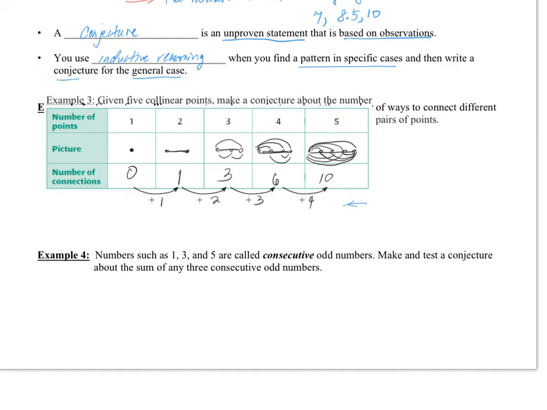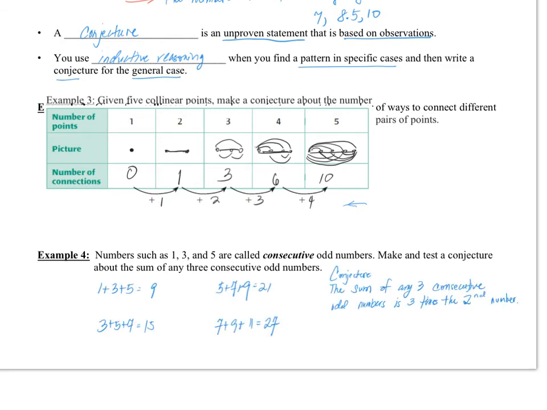I would like you to pause the video and try example 4, and then continue to play the video to see how example 4 is solved. So here I made a few groups of small numbers and try to find a pattern, and I noticed that the sum of any 3 consecutive odd numbers is 3 times the second number. So here is the conjecture.